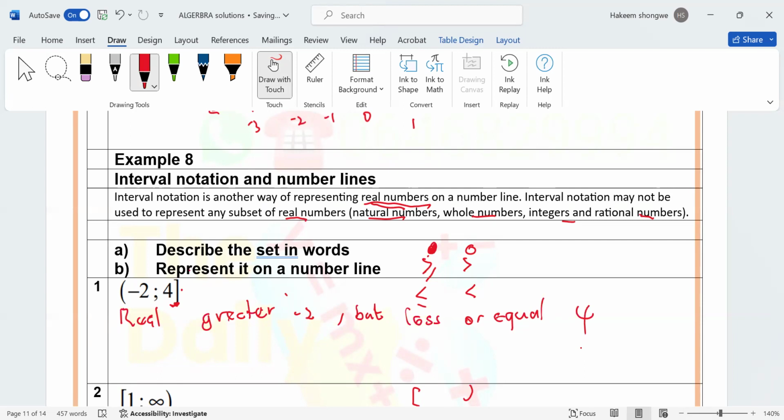Does it make sense? Remember, this curved bracket only represents greater than. And here, you are saying you want values that are between -2 and 4. -2 is not included, but 4 is included.